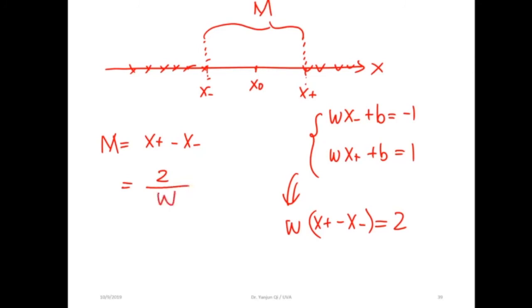Actually, I need to guarantee, there's maybe absolute values. If in the p-dimensional case, if you do a little bit of derivation in the multi-dimensional case, in the R^p space, M equals 2 over the square root of W transpose W. I think it needs to take the square root. Yes, the L2 norm of W.